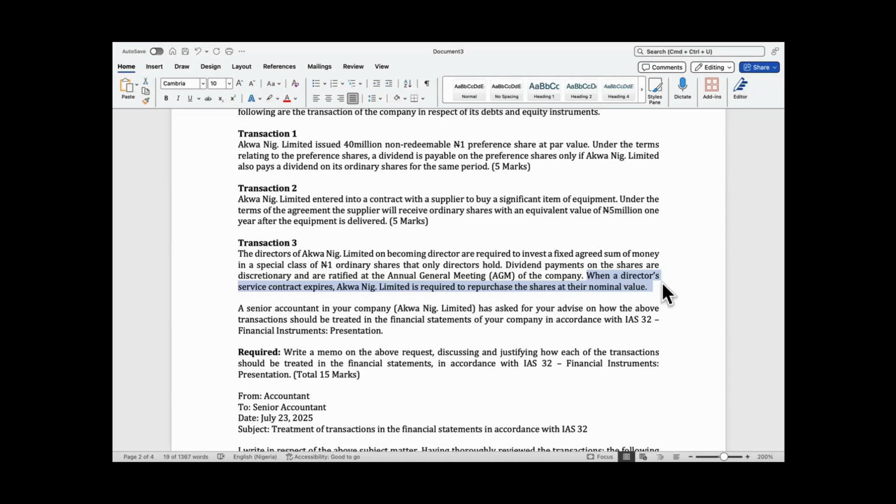And any dividend payment, of course, since it's a financial liability, any dividend they pay those directors while they are holding these shares will be treated as a finance cost in P&L.